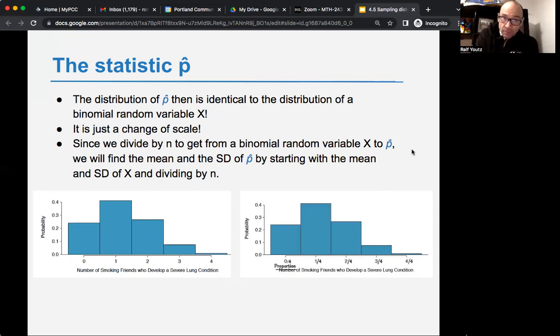Since people just divide by the number n to get from a binomial random variable capital X to the sampling distribution of a sample proportion varying from sample to sample, p with a little hat, statisticians can find the mean and standard deviation of those varying sample proportions, p with a little hat, by starting with the mean and standard deviation of a binomial variable x and dividing by the number of attempts n. See that? Down at the bottom of the slide here, you go from number to proportion right here, and all it is is dividing each of the numbers by 4. You can see we drop down into proportions from numbers. That's straightforward.